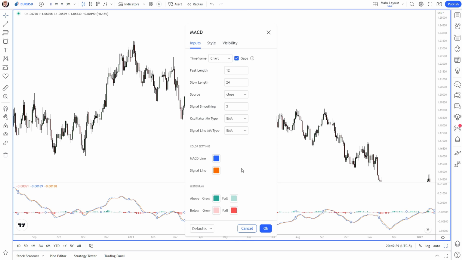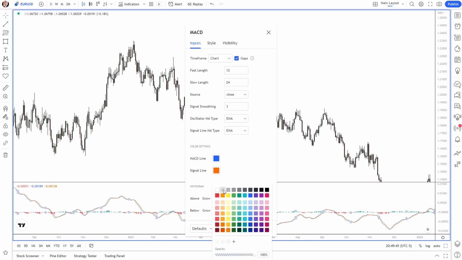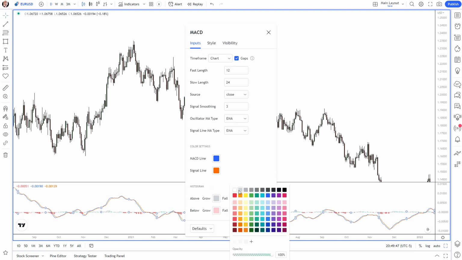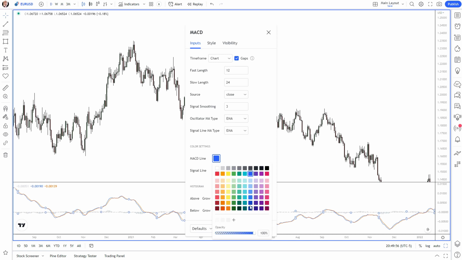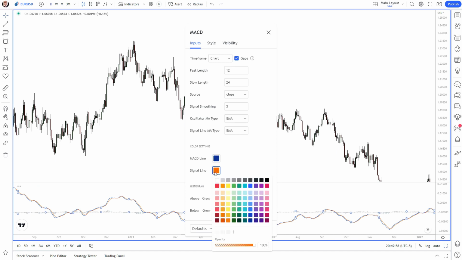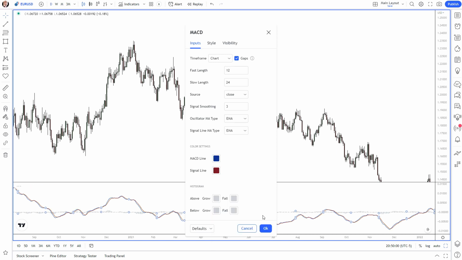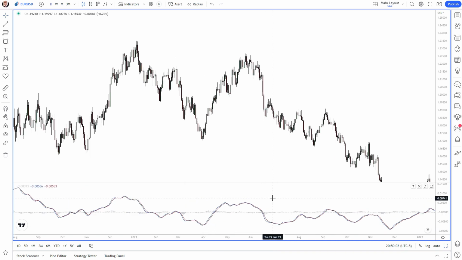So again, I go back into the settings, and the histogram lines, I change this all to light gray. This one here, I change this one to light gray, and this one to light gray. Okay, and the MACD, I like a dark blue color and a dark red color. That's how I have the MACD set up.